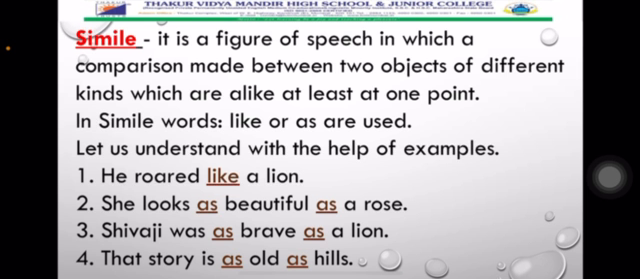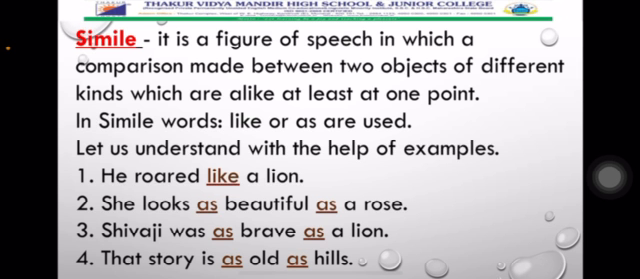He rode like a lion. She looks as beautiful as a rose. Shivaji was as brave as a lion. That story is as old as hills. If you see all these examples, you find the words either like or as.